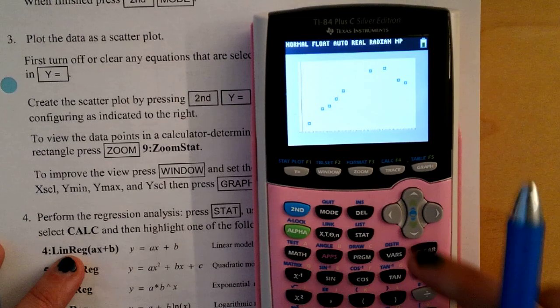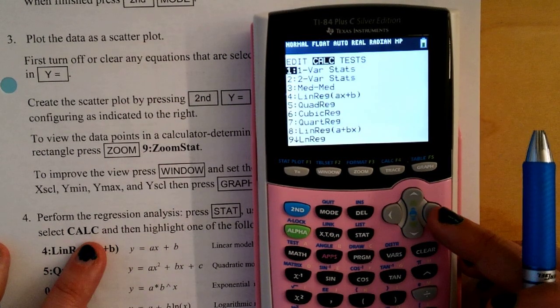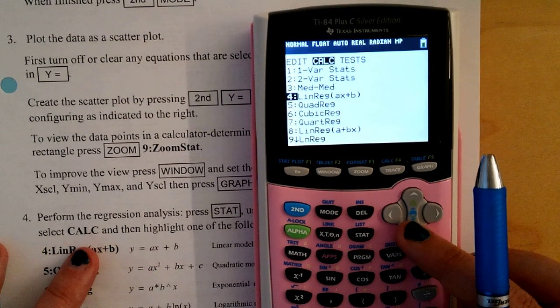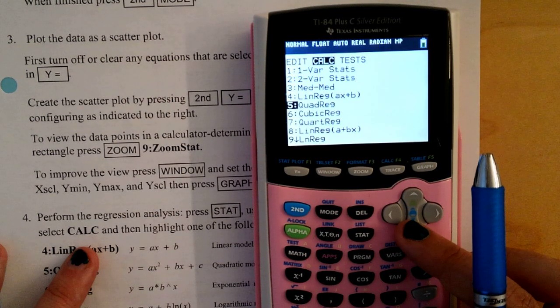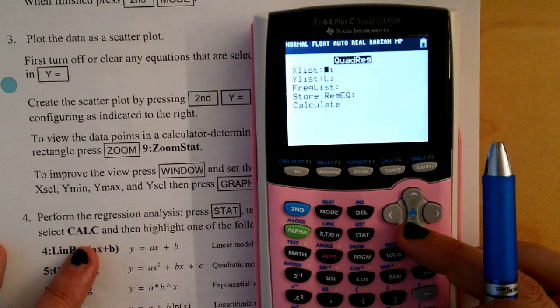Now I lost my stat button. Oh, there it is. Okay, press stat, and then we're going to go over to calculate. Now it has all of these different kinds of regression. Linear regression would give me an equation of a line. Quad regression, does that sound right? Quadratic? Okay, we want a quadratic regression.